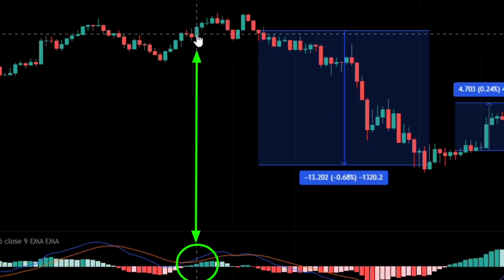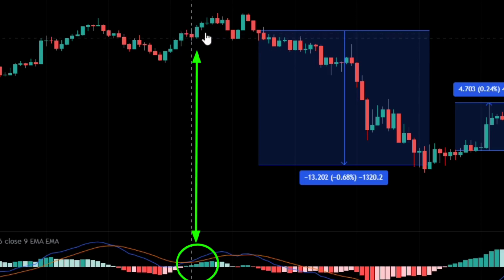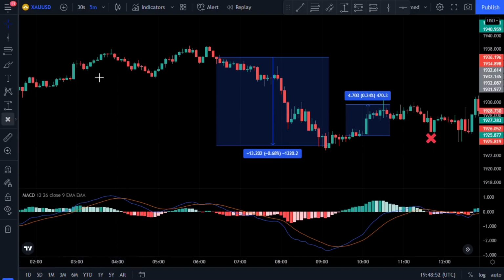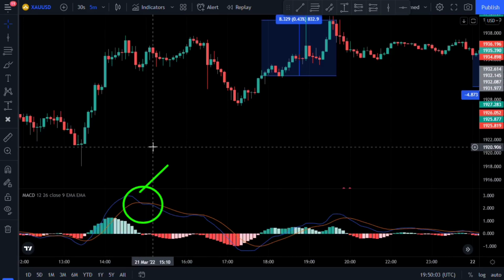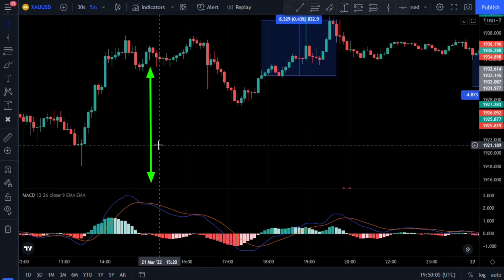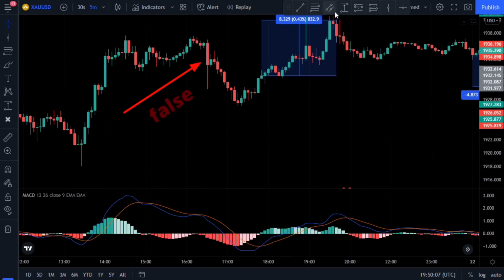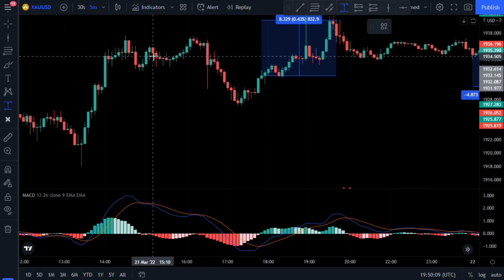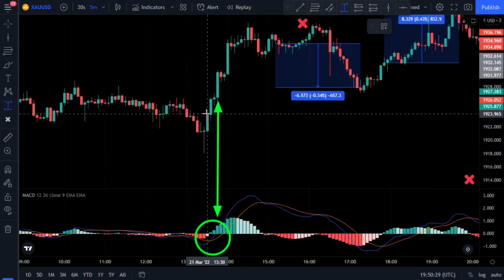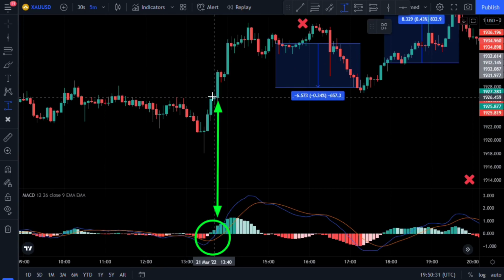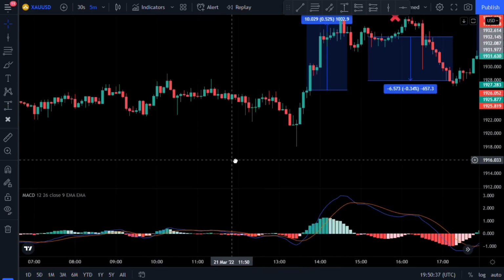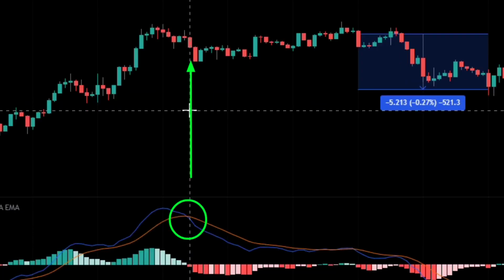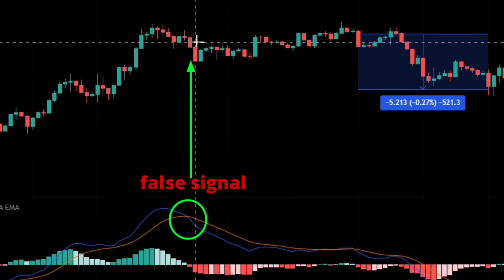Here again it sent a fake signal. Of course, I will fix these false signals soon, just watch the video carefully. Here MACD sends a sell short signal, but the chart moves up. Here, too, it signals almost late and we lose half of the profit again. Here again it gives a false sell signal.